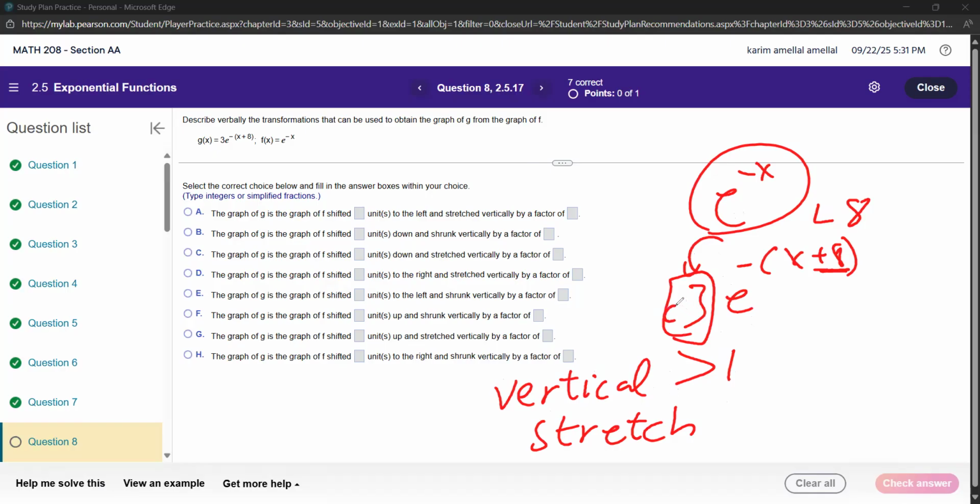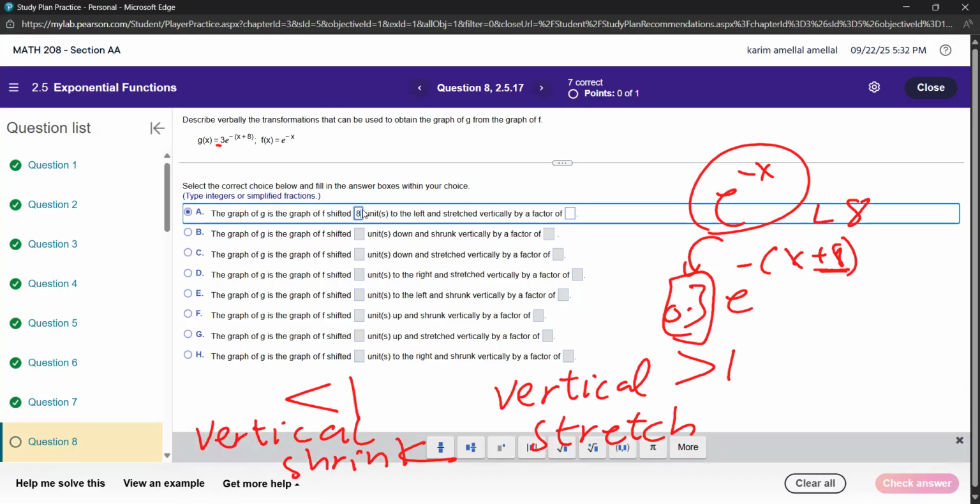And what if it was 0.3, which means less than 1? If the factor was less than 1, that means it's a vertical shrink. Okay, so in this question, we would choose 8 units to the left and vertical stretch by a factor of 3, as the question says. I think yeah, this is right: 8 units to the left and stretched vertically by a factor of 3.